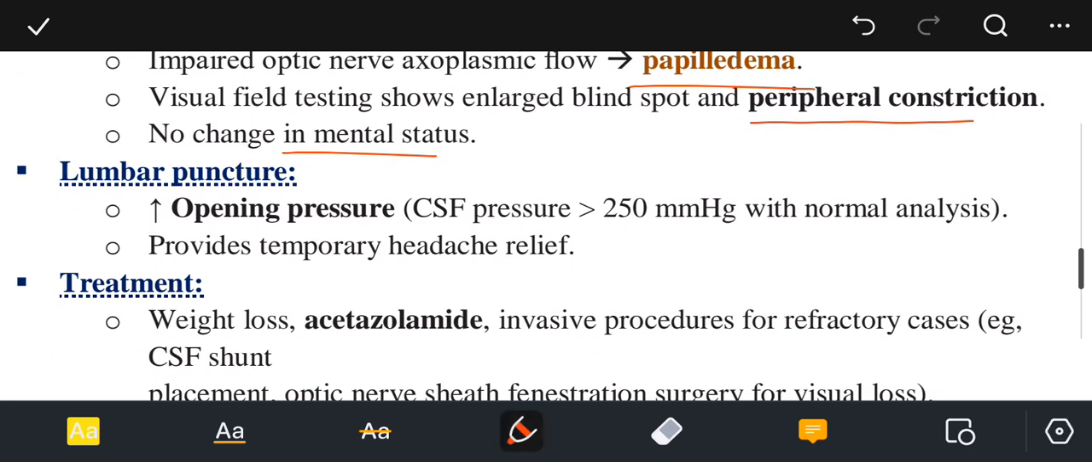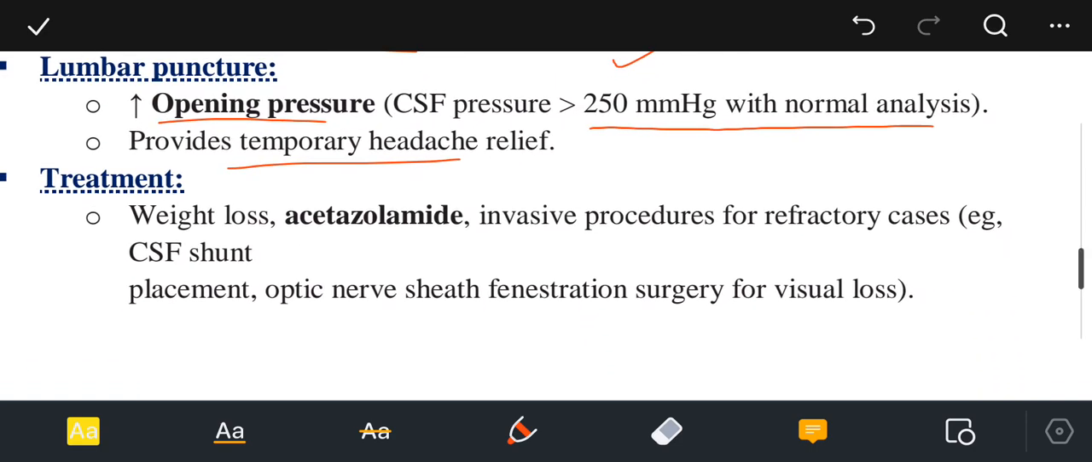Lumbar puncture will show an increase in the opening pressure. CSF pressure is more than 250 millimeters of mercury with normal analysis. So when we analyze the CSF, there will be nothing. The lab values will be within the normal ranges, but the opening pressure will be more than 250 millimeters of mercury. And when we do the lumbar puncture, that provides temporary relief of the headache as well. So the lumbar puncture has both diagnostic and therapeutic significance.